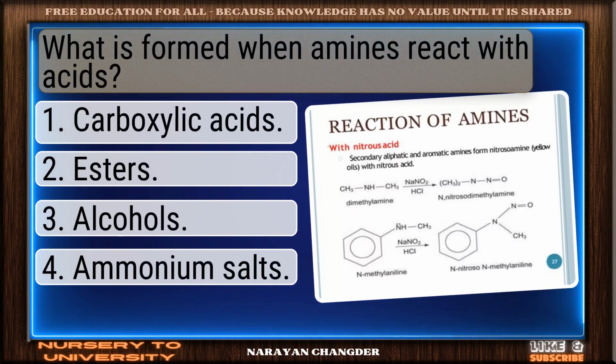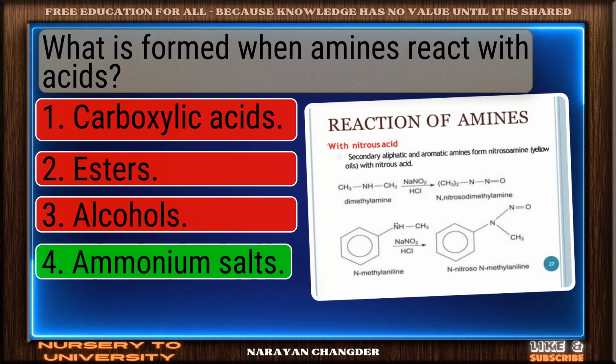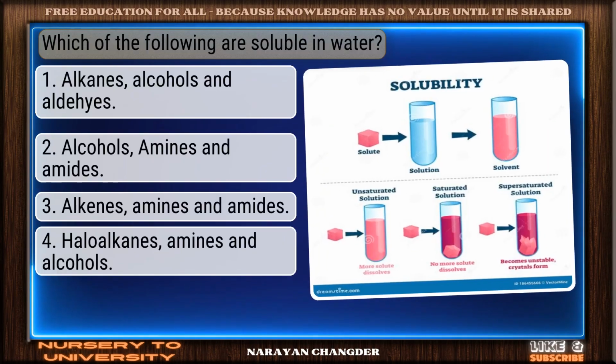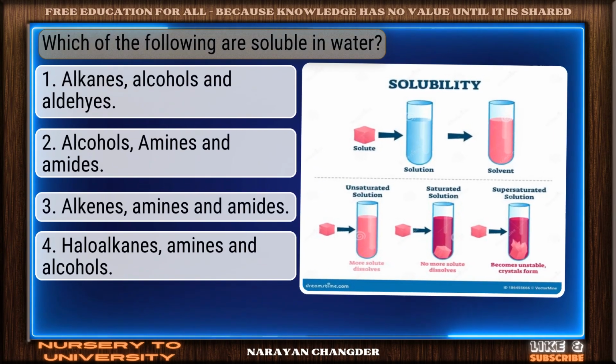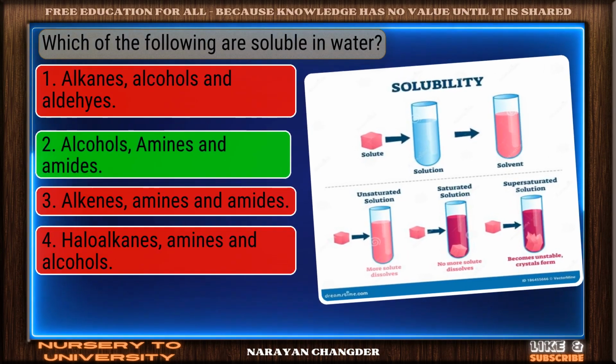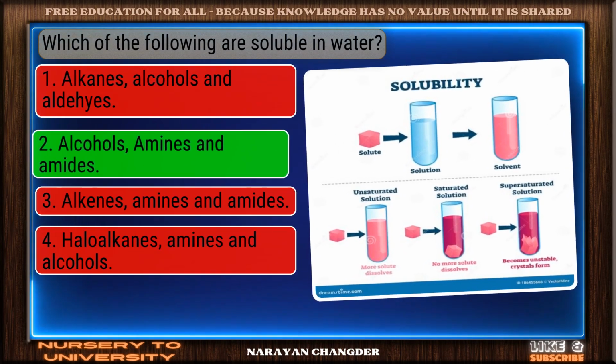What is formed when amines react with acids? Clear logic. Your choice, ammonium salts, is sound. Which of the following are soluble in water? Smart move. Alcohols, amines and amides is an accurate answer.